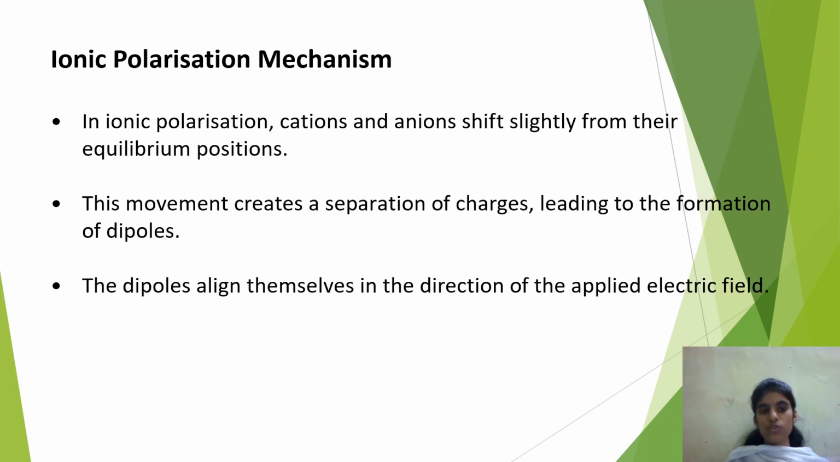Now we move to ionic polarization mechanism. In ionic polarization, cations and anions shift slightly from their equilibrium positions. This movement creates a separation of charges leading to the formation of dipoles. The dipoles align themselves in the direction of the applied electric field.